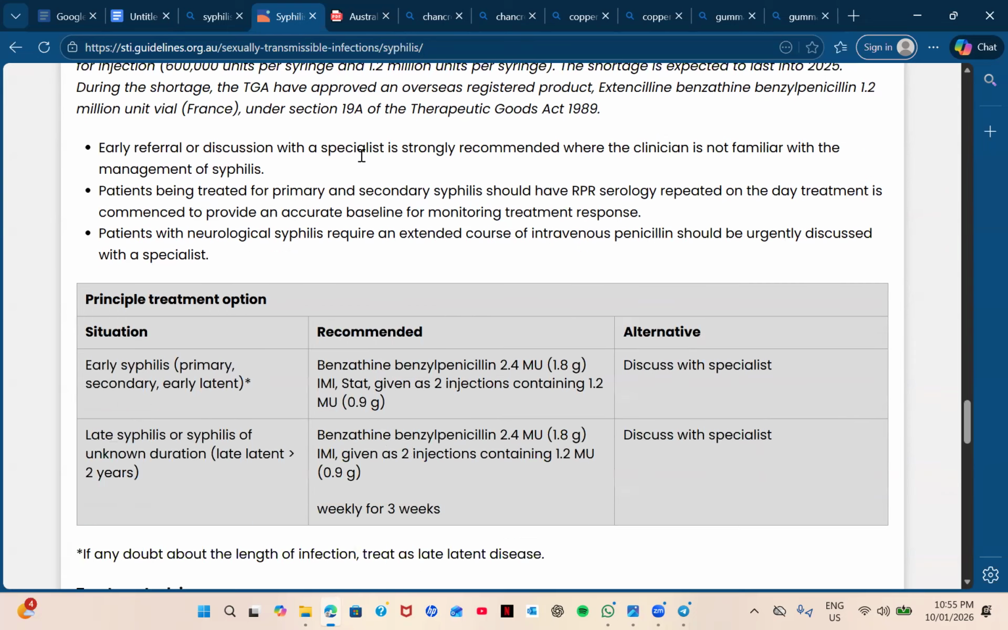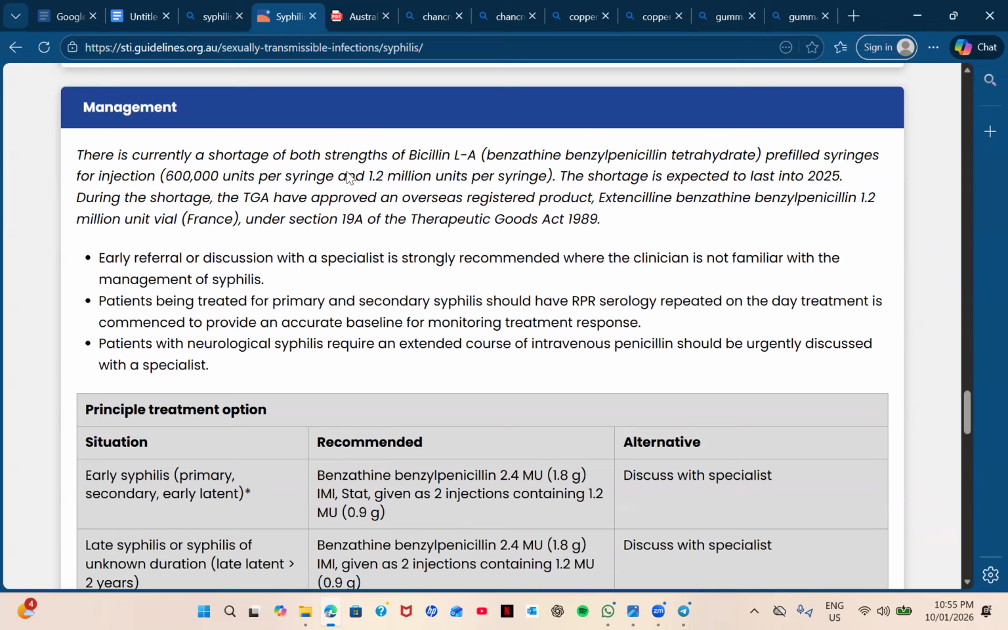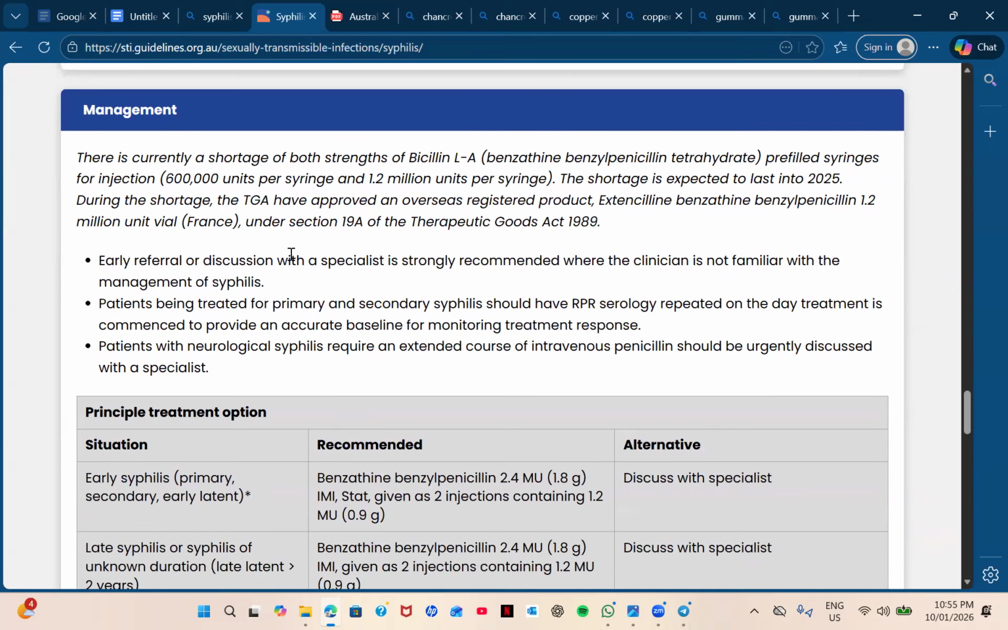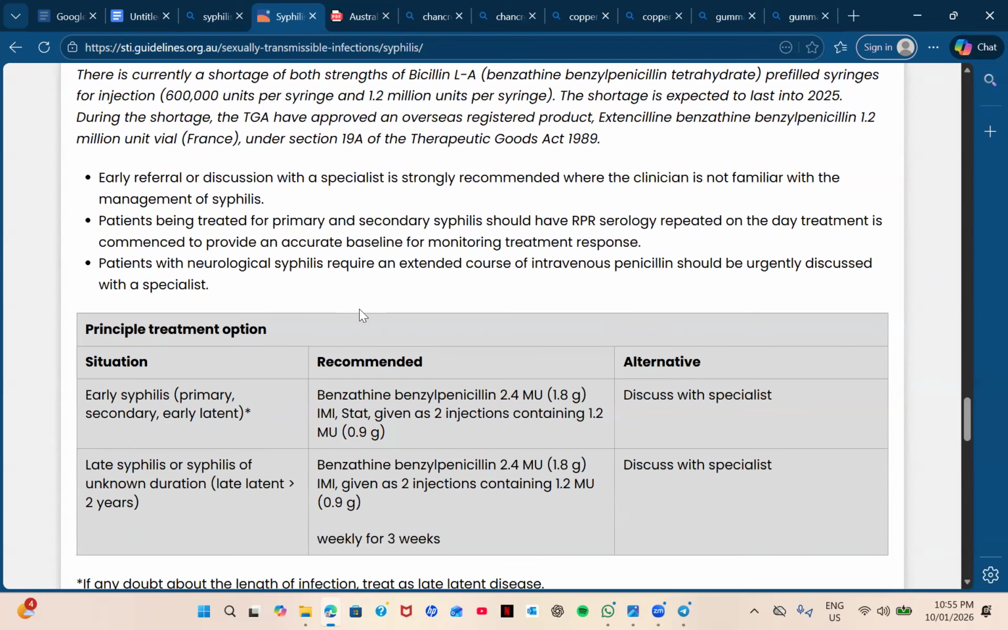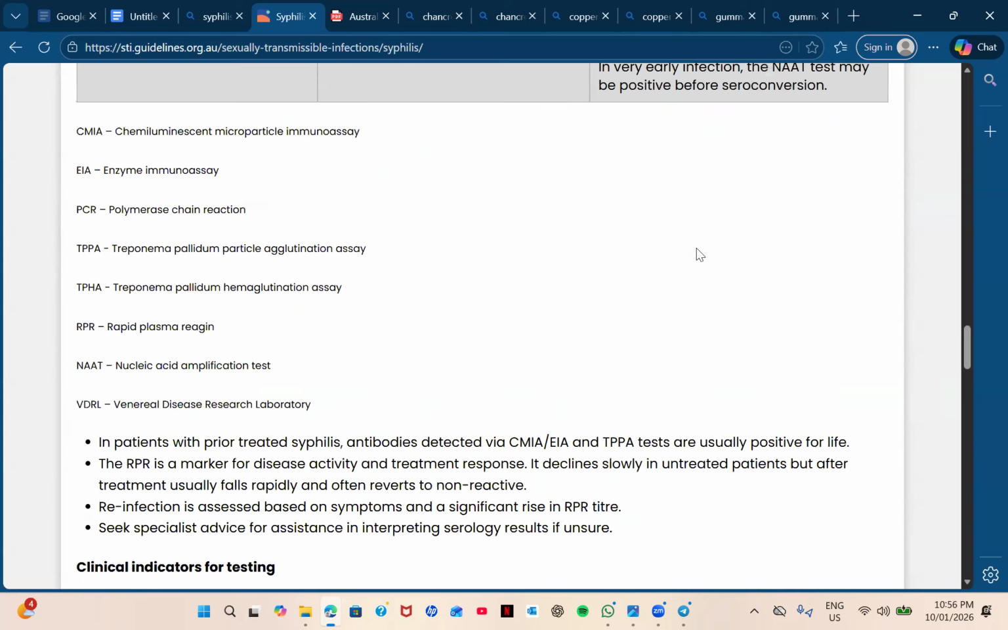Okay. Then the management. Another important part is the management. Here, early referral or discussion with a specialist is strongly recommended where the clinician is not familiar with the management of syphilis. Okay, so a specialist is strongly recommended. Patients being treated for primary and secondary syphilis should have RPR serology repeated on the day treatment is commenced, to provide an accurate baseline for monitoring treatment response.